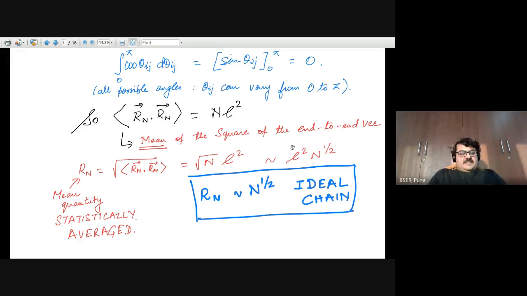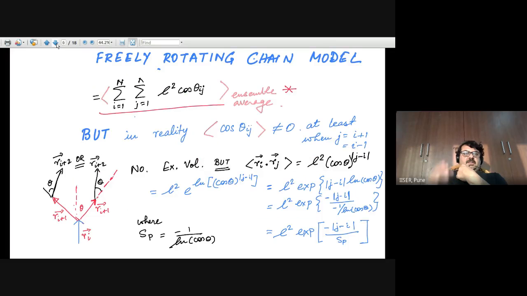So what is the basic message? Remember that this is a statistically averaged mean quantity. The measure of the spread of the chain, which can be given by the end-to-end vector, statistically averaged, goes as n to the power half, which is true for an ideal chain. Okay. So next, this was called a freely jointed chain model, where all possible joints are allowed, all possible angles are allowed.